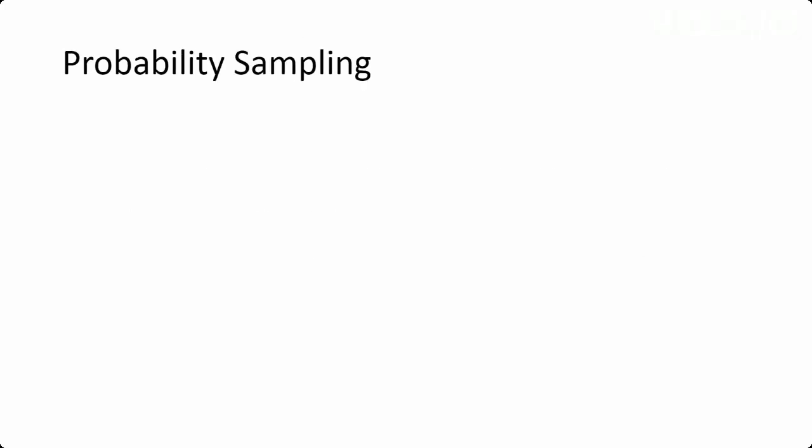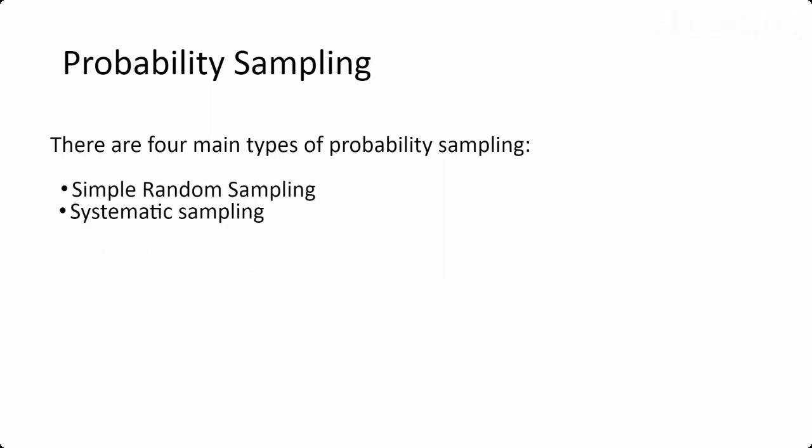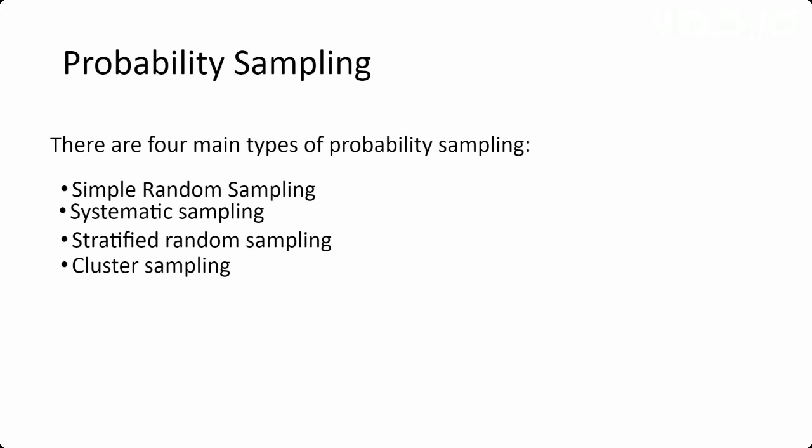Probability sampling. There are four main types of probability sampling. We have simple random sampling, we have systematic sampling, we have stratified random sampling, we also have cluster sampling.